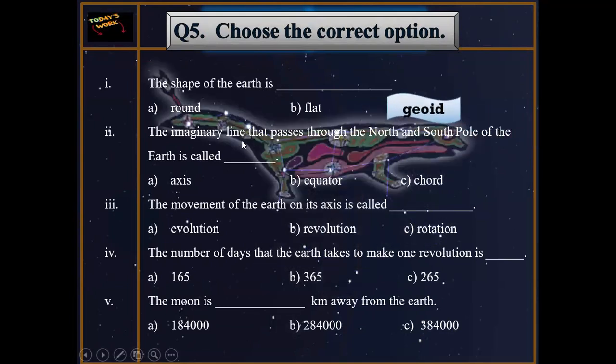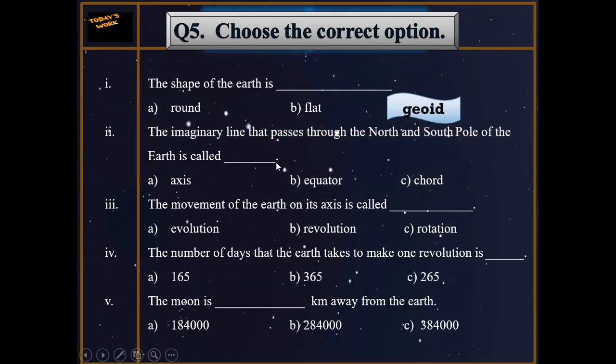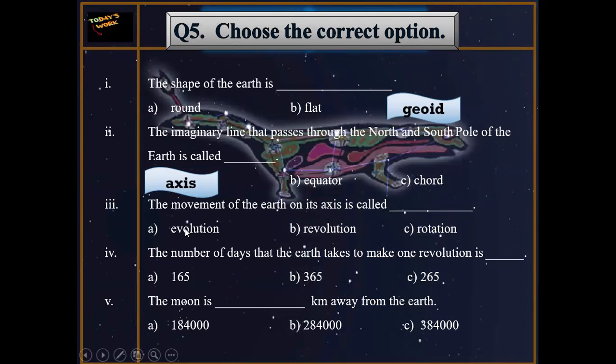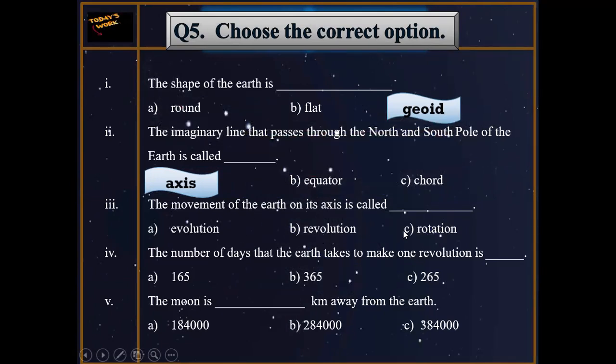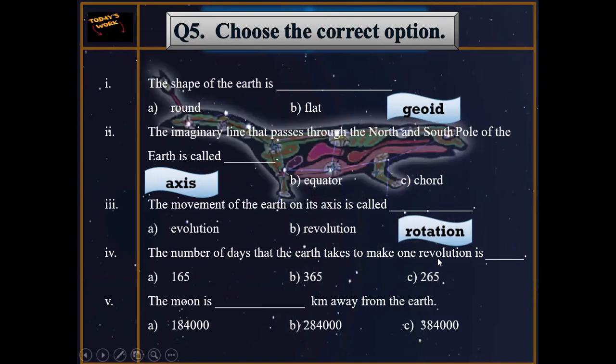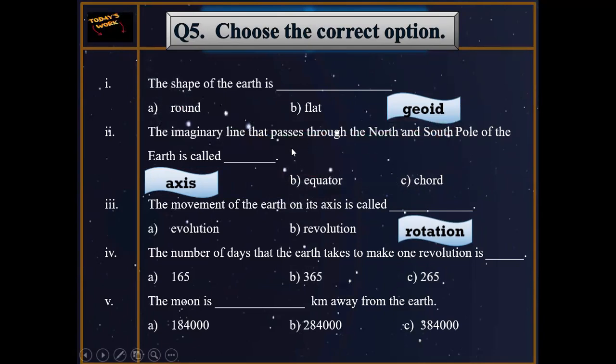The imaginary line that passes through the north and south pole of the Earth is called axis, equator, chord. Yes, it's axis. The movement of the Earth on its axis is called evolution, revolution, rotation. Yes, it is rotation. The number of days that the Earth takes to make one revolution is, revolution means complete orbiting around the Sun. It takes 365 days.